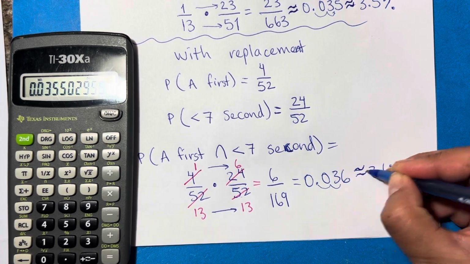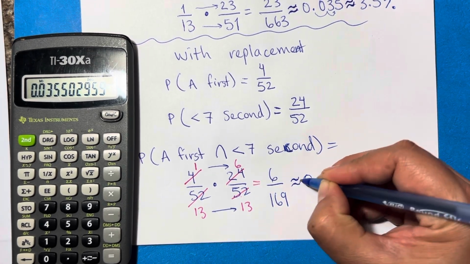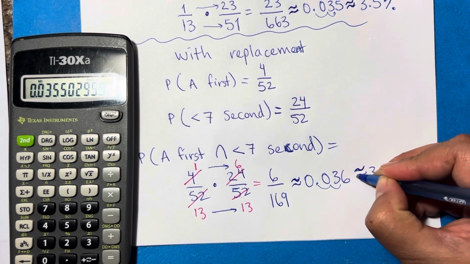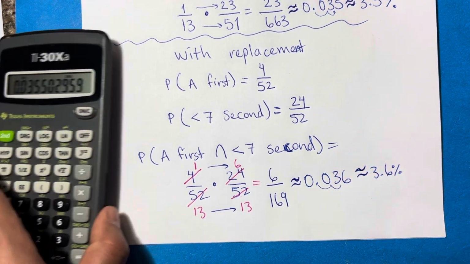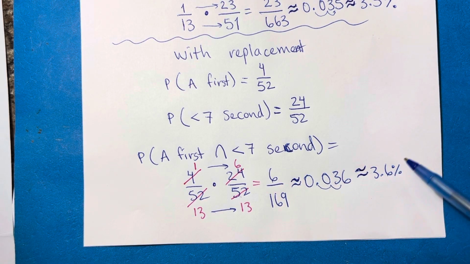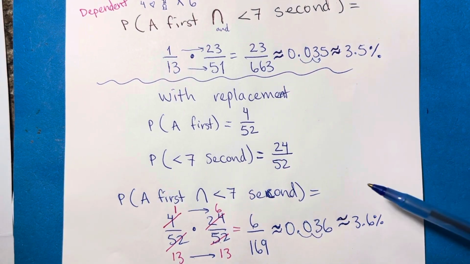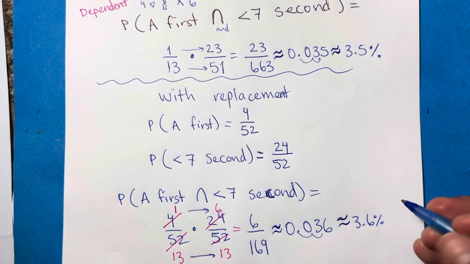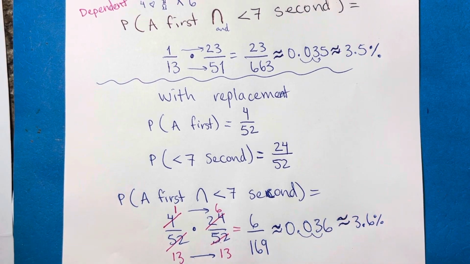So again, I forgot to put about. When we round, we can use this symbol instead of putting equal. It just means about. Okay, notice how by replacing the card, you get a little bit more chances of winning than without replacing it.